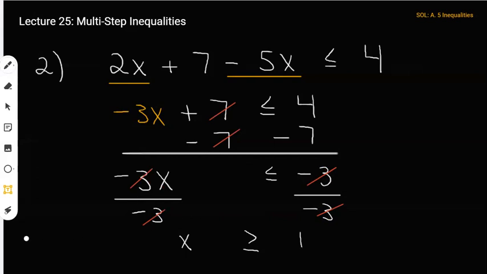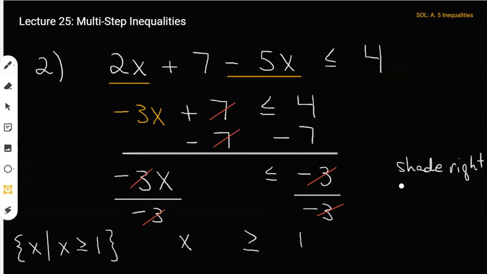So my solution set, I'll put over here. It's going to be all the real numbers x, such that x is greater than or equal to a +1. So x can either be equal to 1, or it would have to be greater than 1. So we're going to be shading to the right. Not only are we going to be shading to the right this time, but we're going to be using a closed dot or a closed circle. And that's because I'm going to be including 1 in my answer.